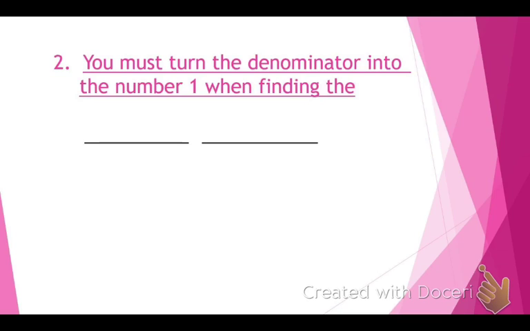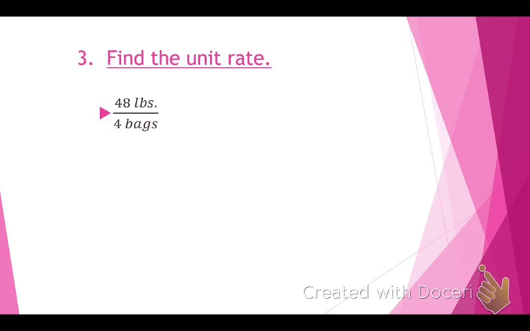All right, problem number 2. You must turn the denominator into the number 1 when you're finding the what? Unit rate. The next one asked you to find the unit rate. For the unit rate, what do you want your denominator to be? 1. So all you're doing is dividing by whatever the denominator is so you can turn it into a 1. Be careful, a lot of you guys said 1 bags. What should it be? 1 bag. And what's 48 pounds divided by 4? 12. Also be careful because some people just wrote 12 over 1. You want to make sure you always put the units with it so that it is correct.